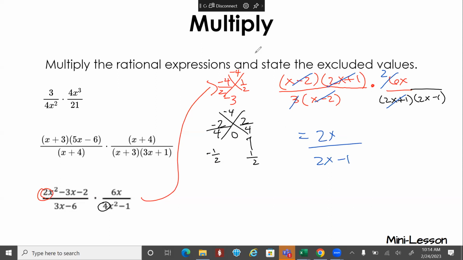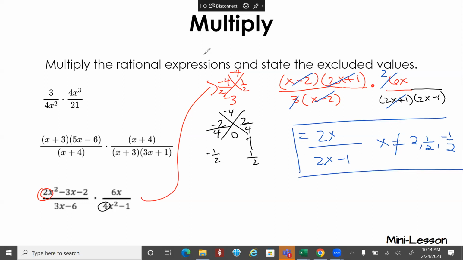And then we've got to state our excluded values. So we're going to say x cannot equal, and what can it not equal? It cannot equal 1/2 nor -1/2. Okay, so sometimes these problems can be really simple, and then sometimes these problems can be really long.